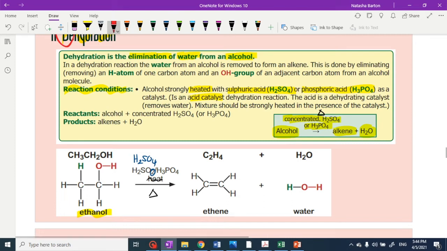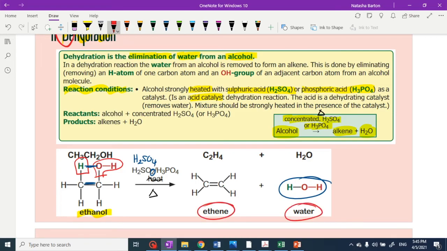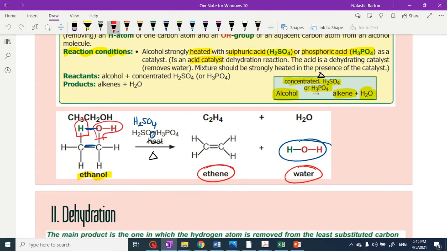Then what is going to happen is our OH is going to detach. Our H is going to detach as well. These two are going to bond together to form water, and our carbons are going to have a double bond between them. Therefore, we are going to have ethene and water forming. Very important here: our acid catalyst, strong acid that is concentrated. We are going to have that, and we are going to form our ethene and water.